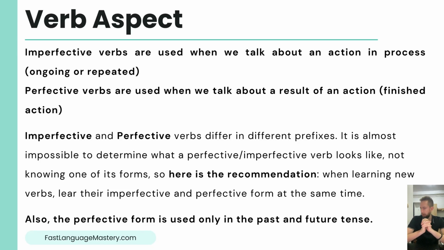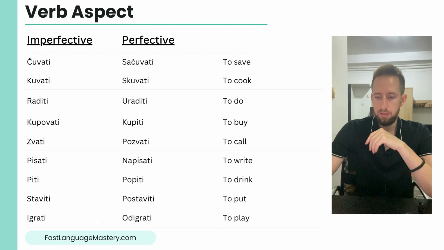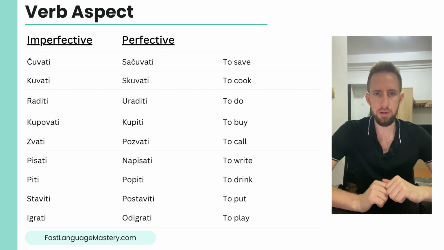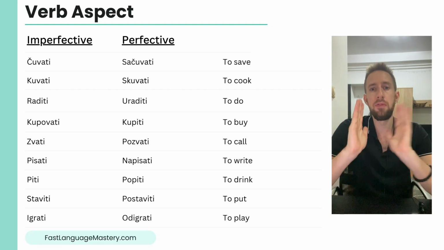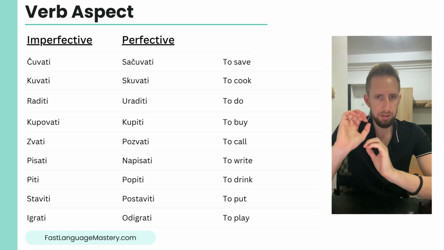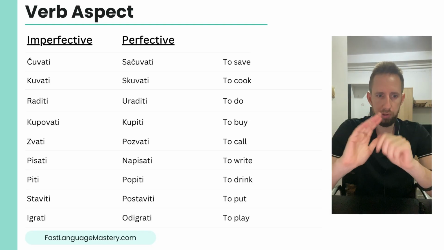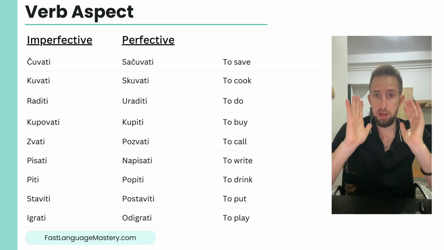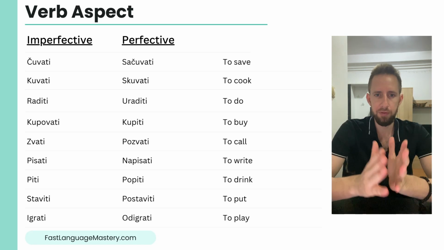And also, what's important to notice is that perfective verbs are used only in past and future tense, and there are no special rules about conjugation of them. We use the same rules of conjugation in future and past for perfective verbs as we use for imperfective verbs, for all verbs. Okay, and let's see a few of these verbs. All verbs have perfective and imperfective forms, or 99% of words, maybe with a few exceptions which are not important here, but for now keep it in mind that all verbs have imperfective and perfective form.